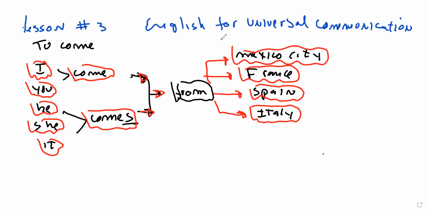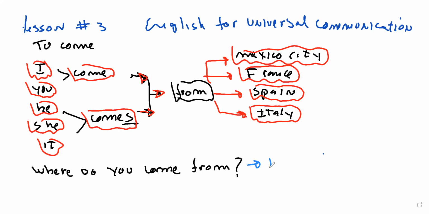For example, where do you come from? ¿De dónde eres o de dónde vienes? And your answer could be, okay, I come from Mexico. I come from Mexico City. There you go.